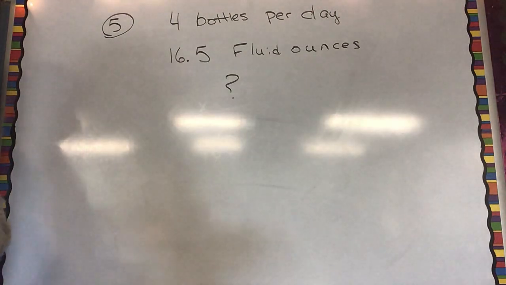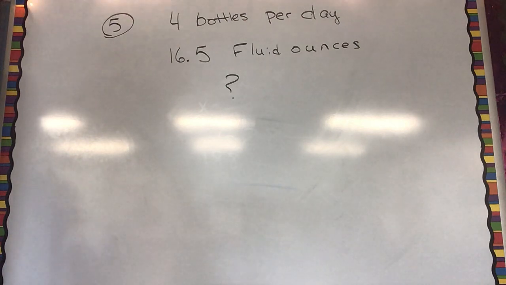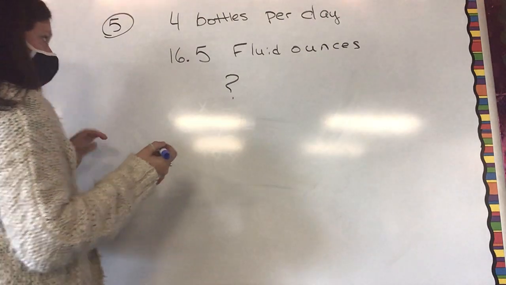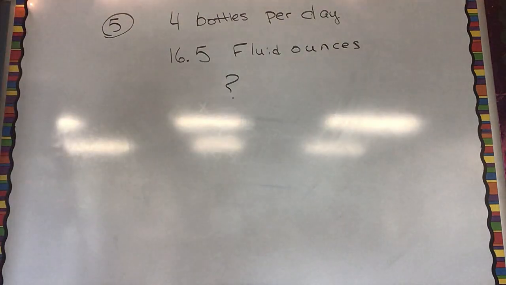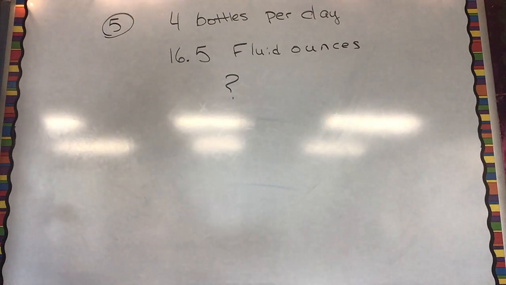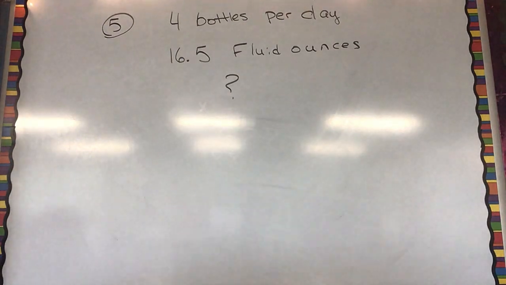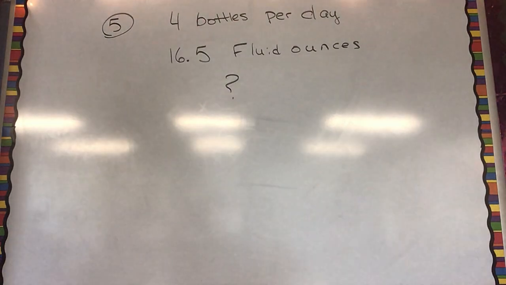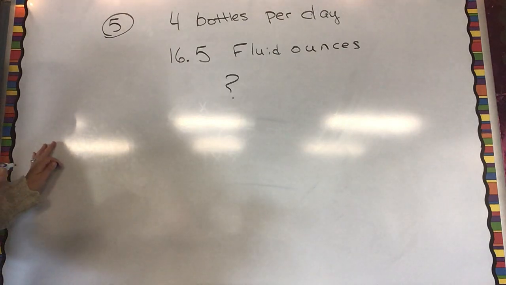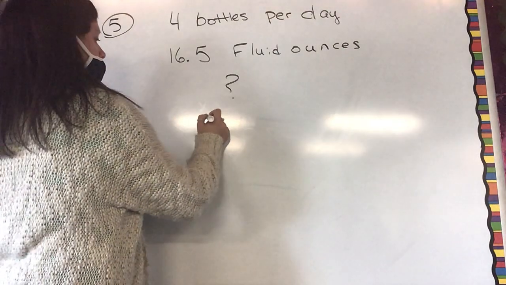Tell me what you did as an equation. Tell me just the equation. Max, tell me your equation. I don't think there's enough information. There is enough information. Tell me your equation. Aiden. I did 16.5 times 0.4.